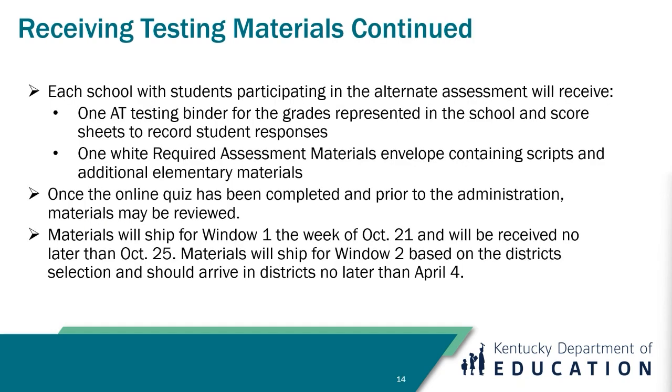Each school with students participating in the alternate assessment will receive one attainment task testing binder for the grades represented in the school. Once the online quiz has been completed and prior to the administration, materials may be reviewed. Materials will be shipped for Window 1 the week of October 21st and will be received by October 25th. Window 2 materials will be shipped based on the district's selection of shipping option 1 or 2, and all materials, regardless of shipping option choice, should arrive in districts no later than April 4th.